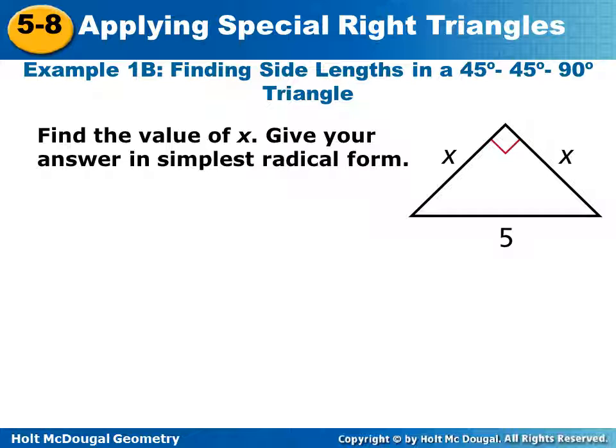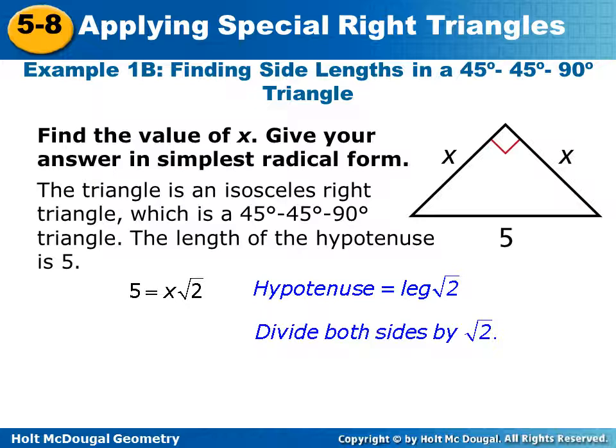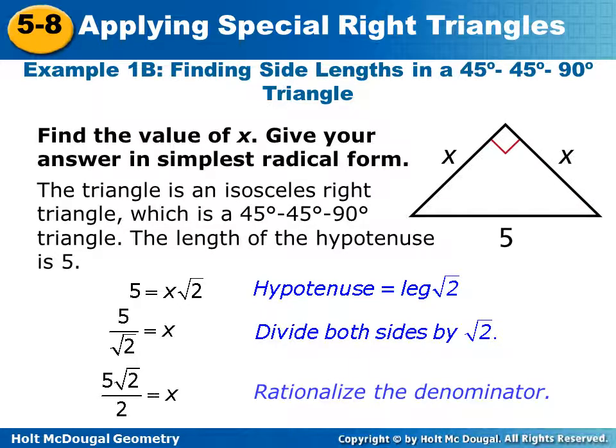Here we want to find the value of x and give our answer in simplest radical form. The hypotenuse is equal to the leg times square root of 2. The hypotenuse is given to us this time though, not a leg, so we plug 5 in for the hypotenuse, which is equal to x radical 2 because the leg is the length we're looking for. Divide both sides by radical 2, and then rationalize. And remember, rationalizing, we multiply the top and the bottom by the radical in the bottom. And that gives us 5 radical 2 over 2 for x.